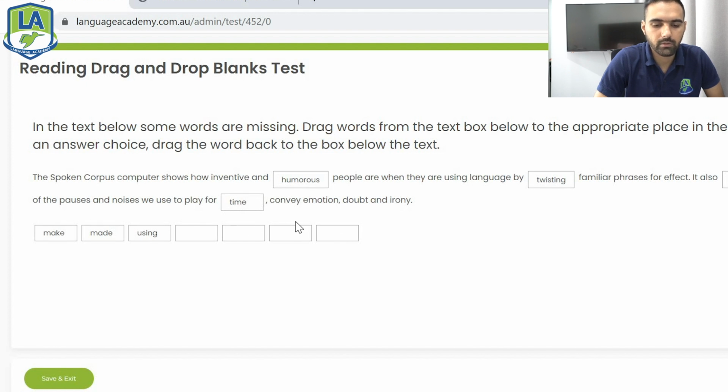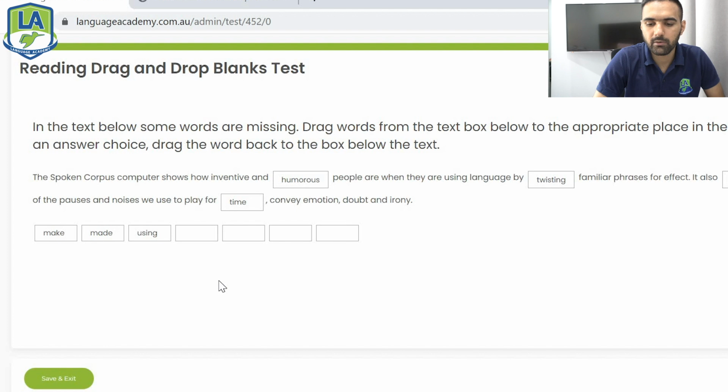Even though some of you are confused about why not using, because we have got emotions, we have got doubt, we have got irony, so we have to use a similar word here as well. And time is the most relevant word when we compare it to the other options: make, made and using. Say humorous, why humorous, inventive and humorous? Humorous is one character of human beings. There's no other word which is an adjective for people.